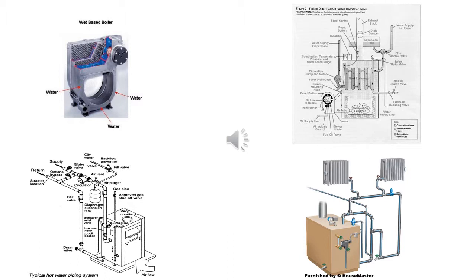On a wet-based boiler, which is the most common you will see, the flame from the burner radiates heat to the exchanger. The combustion gases rise through the heat exchanger by convection and transfer heat to the exchanger by conduction.